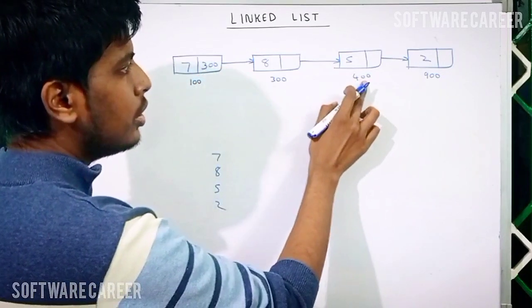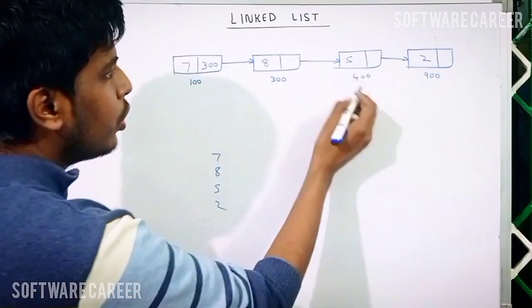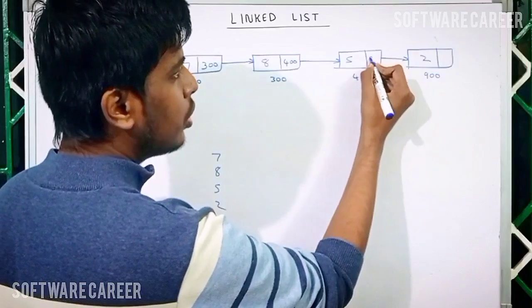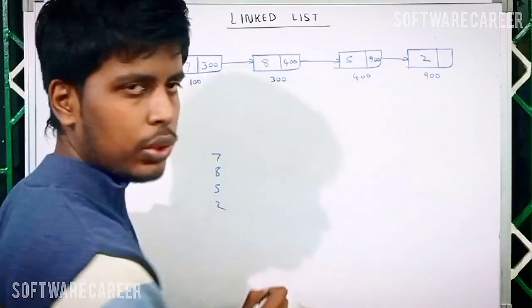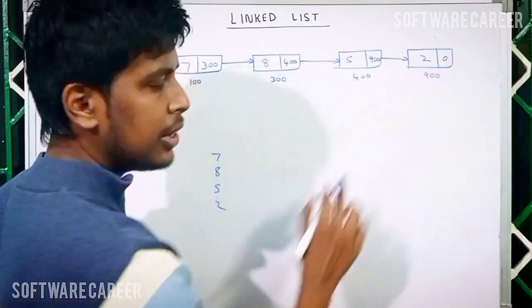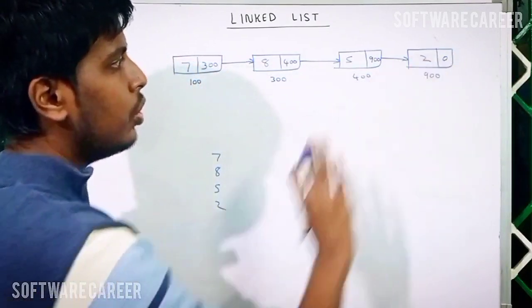Then here 400 is the address for this third node. So 400 is stored over here. And here 900 will be stored because 900 is the address of the next node. Now here 0 will be stored. Why 0? Because no node is present after this. So 0 will be there.